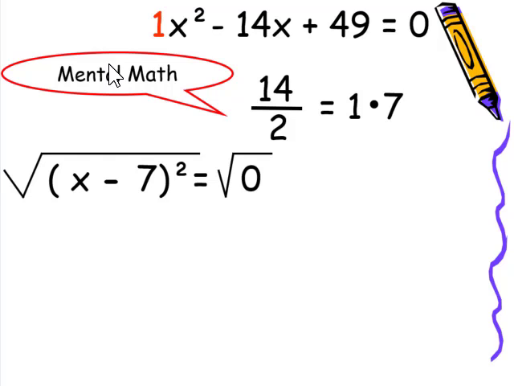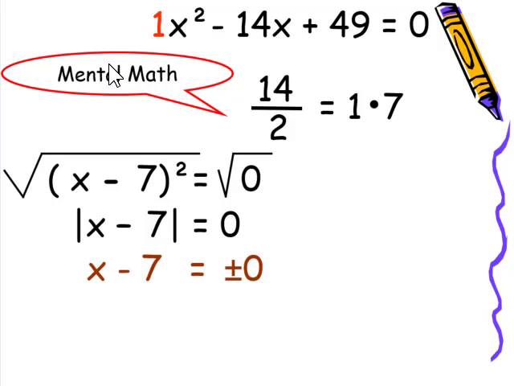Now we're just going to take the square root of both sides. That leaves us with the absolute value of x minus 7 equals 0. X minus 7 equals plus or minus 0. Add 7. X equals 7.